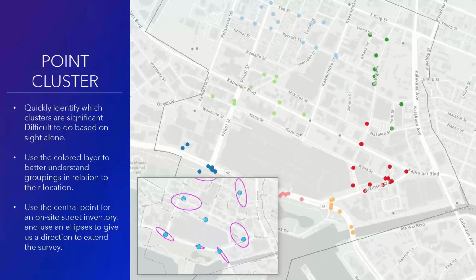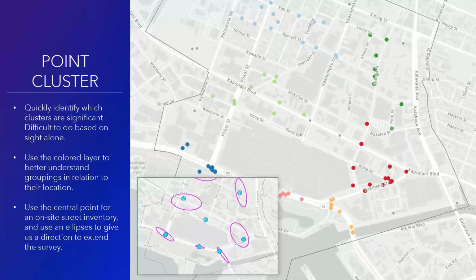I really love this tool because this type of analysis is pretty difficult to do based on sight alone. And having the visual indication of the clusters symbolized by their color, along with the directional trend, are both powerful and useful result layers to have. We can use the colored layer to better understand groupings in relation to their location. In this case, because our points are speaking to desired street improvements, the colors give us an indication of main areas to focus on and could be used to organize efforts.